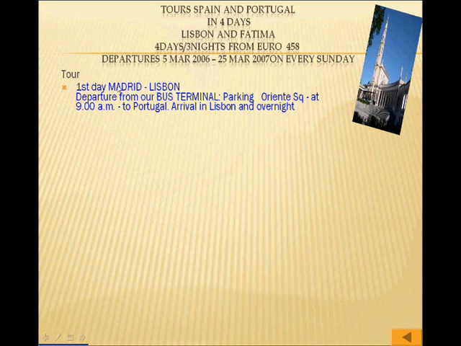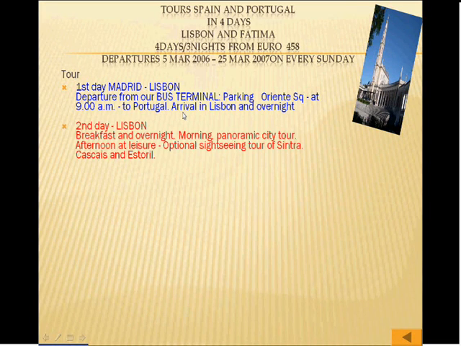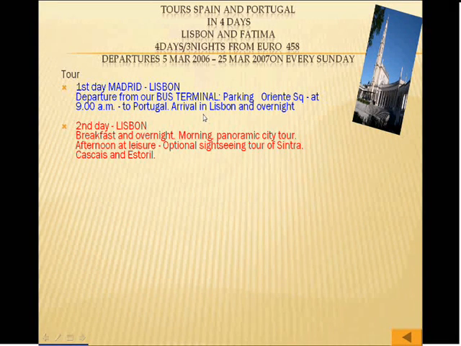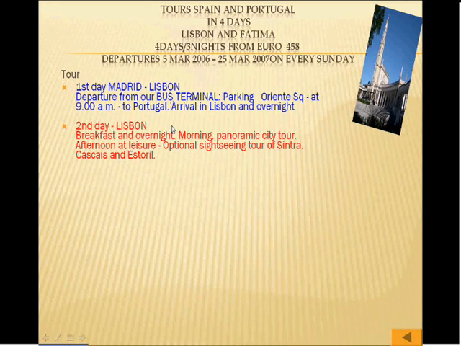So let's look at the word departure here. Remember, we were talking about it. And the opposite of the word departure, as we said, is arrival. So departure means to leave, and to arrive is to come. So for the first day, they will arrive at, of course, Lisbon. So they start from Madrid, they go to Lisbon.